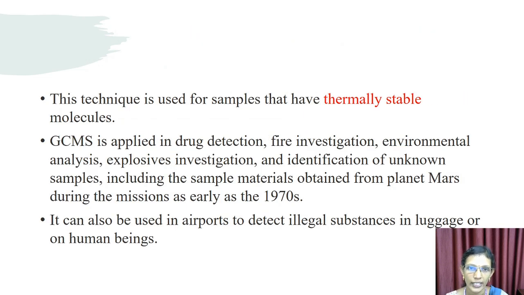Likewise, the technique is mostly used for samples which are thermally stable. We already discussed it. In GCMS, they are mostly applied in drug detection, fire investigations and environmental analysis. Especially in 1970, it was applied to samples obtained from the planet Mars during the mission. It can also be used in airports to detect illegal substances in luggage or in human beings.